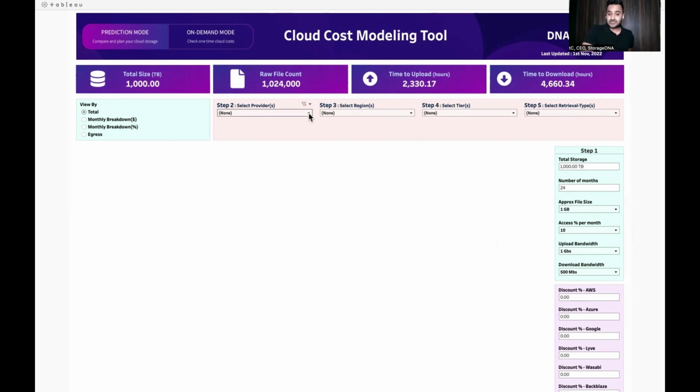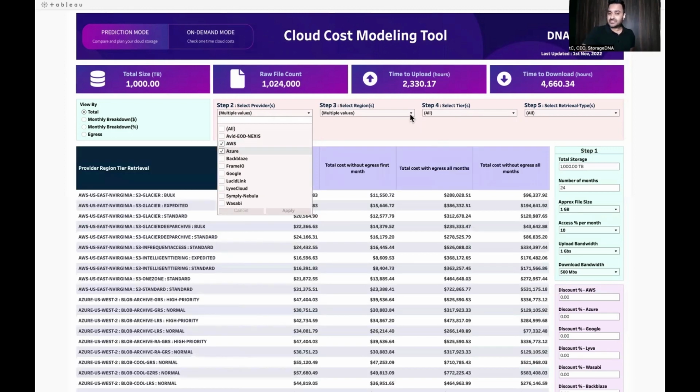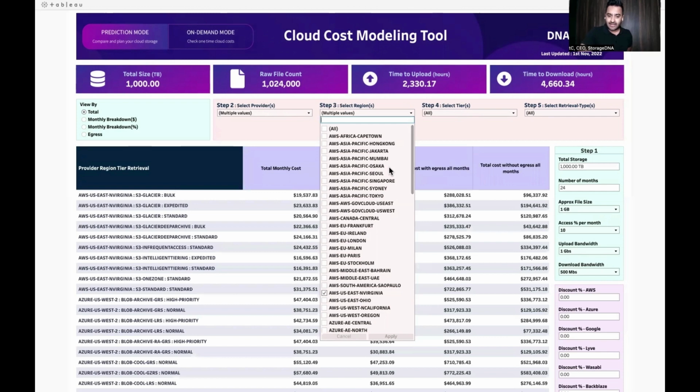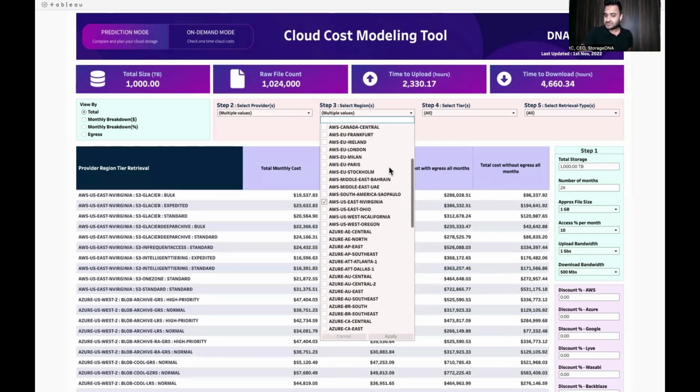The next step is to actually select your providers, right? You can see that we have a number of providers. We have pretty much every single region based on the provider you've selected. So in this case, let's say I want to compare AWS and Azure. As soon as I apply and select that, you'll see that I now have access to every single AWS region and every single Azure region.